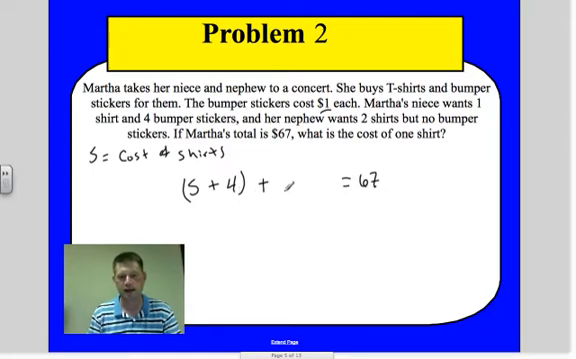Okay, well, we got to add that with the cost of the nephew. Well, the nephew just bought 2 shirts, and again, we don't know how much they cost, but no bumper stickers. So real quickly, this is what we get. We get shirt plus 4 bumper stickers plus 2 shirts. Total is $67. Okay, and now we're just going to follow through what we did on problem 1.